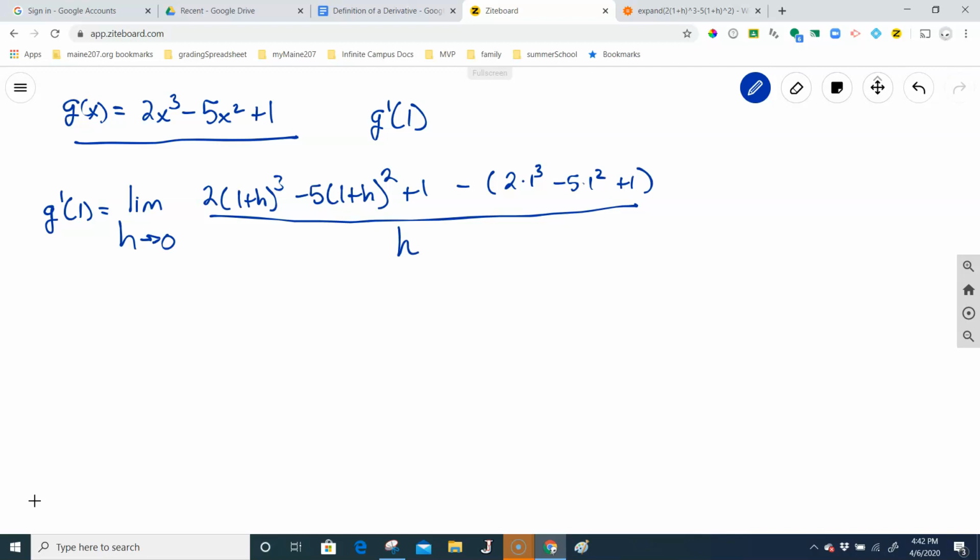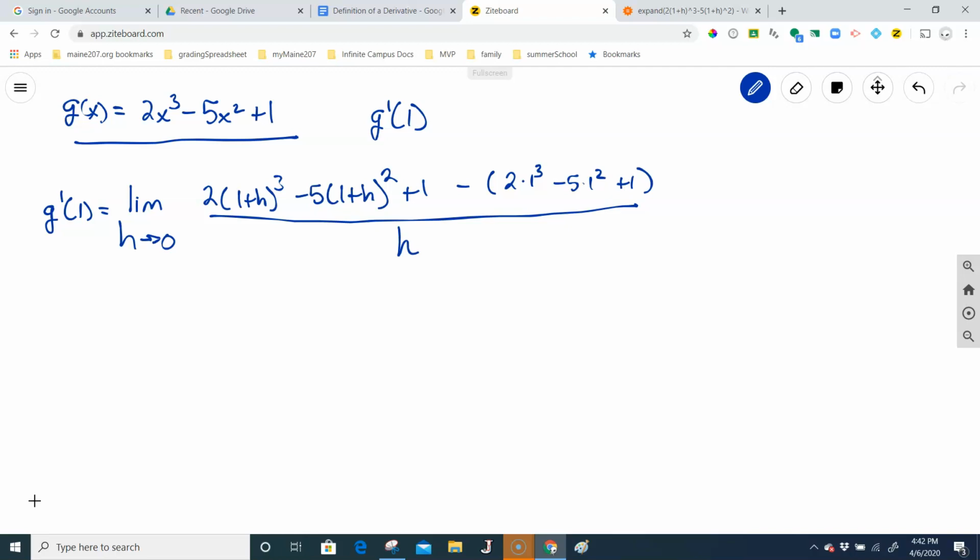But so if we're going to find g prime of 1, and this is g of x, this is me taking 1 plus h and plugging it into the function called g. So it's 2 times 1 plus h cubed minus 5 times 1 plus h squared plus 1 minus the quantity 2 times 1 cubed minus 5 times 1 plus 1. I really don't want to do all this math. I don't want to cube this and distribute the 2. I don't want you guys to do it either.